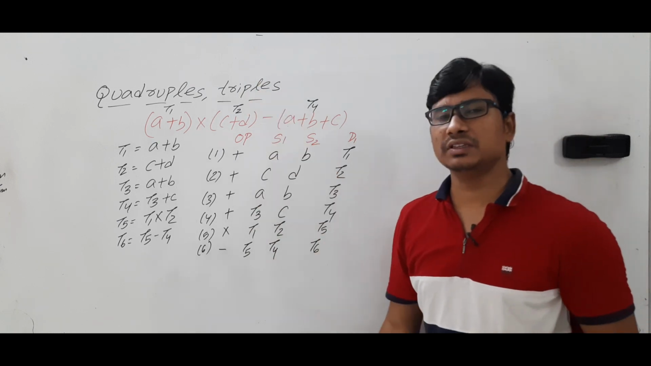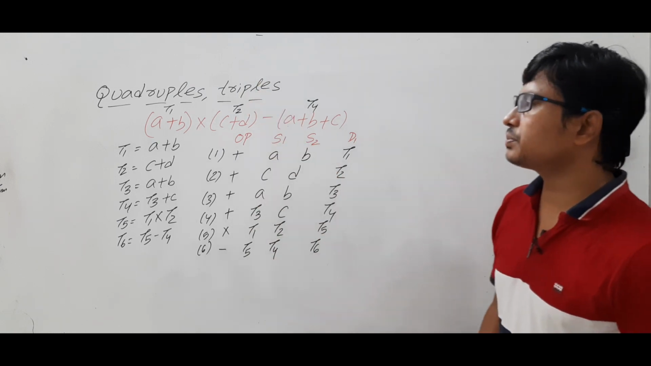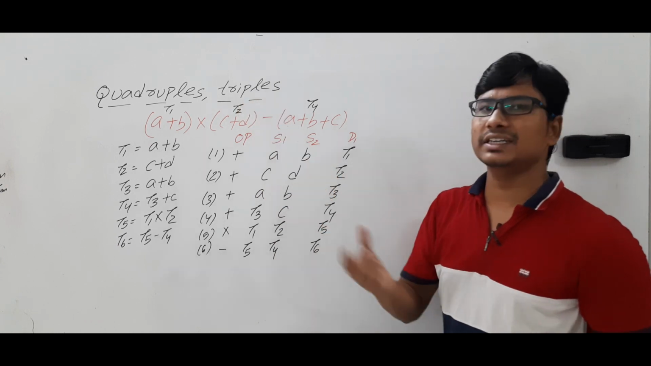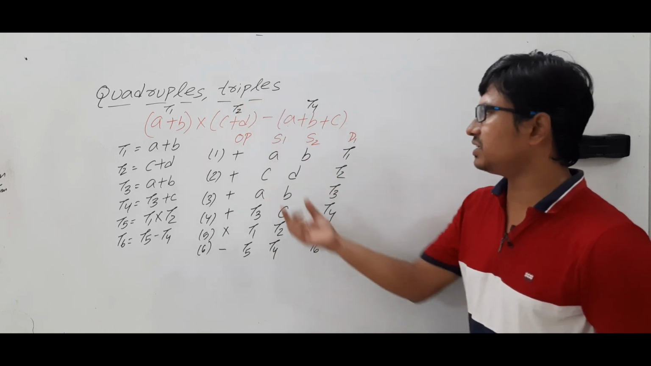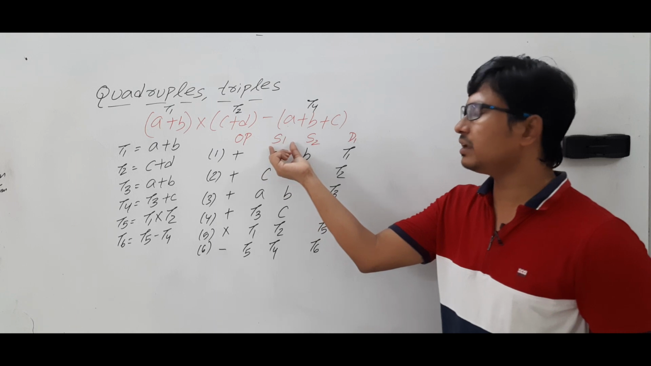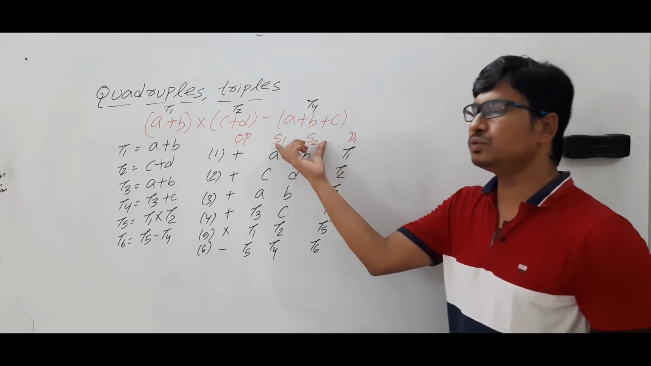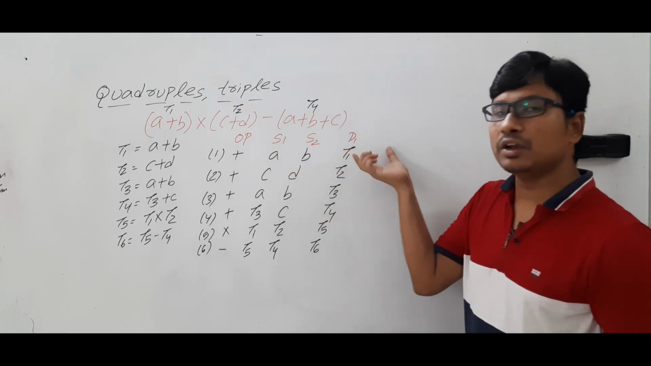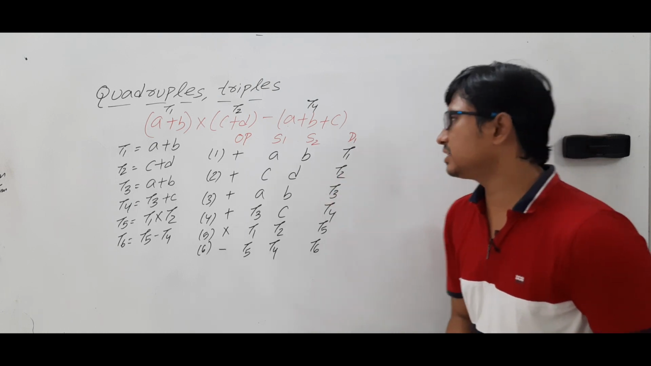Now let me discuss the triples. What are triples? The name itself says that it consists of 3 fields. The 3 fields are: you will have the operator, and two source operands will be there, and you will not have the destination.